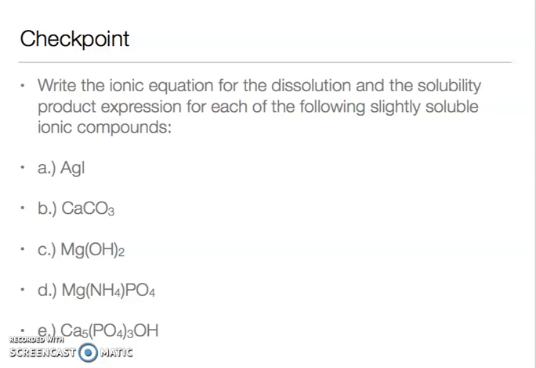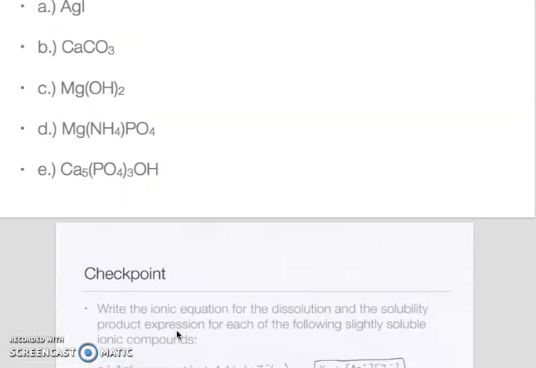So if you don't understand this, go back and rewatch because this is going to be kind of the foundation of how you're going to set up each problem. So we want to write the ionic equation and the solubility product expression for each of these salts. And the salts I've been provided are silver iodide, calcium carbonate, magnesium hydroxide, magnesium ammonium phosphate, and that calcium hydroxyapatite that we saw earlier that's present in your teeth. So on the next slide, I've worked through this problem.